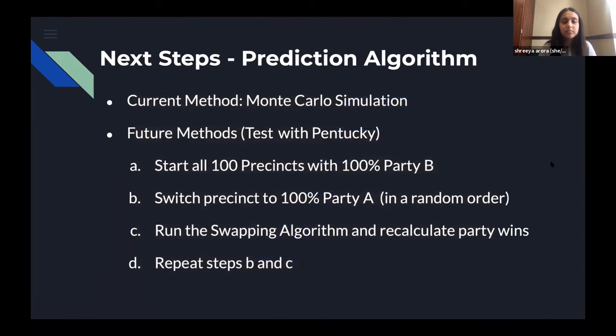However, another idea we also have is not switching the precincts in a random order, but initially starting with a single random precinct, switching that to 100% Party A, and then going out from there. So it would basically be a hotspot. Then we would look at all of the adjacent precincts, switch those one by one to 100% Party A, recalculate, and just keep going out from there and see how that would affect the linear outcome and how we could use that to predict actual districting in Kentucky and then in other places as well.